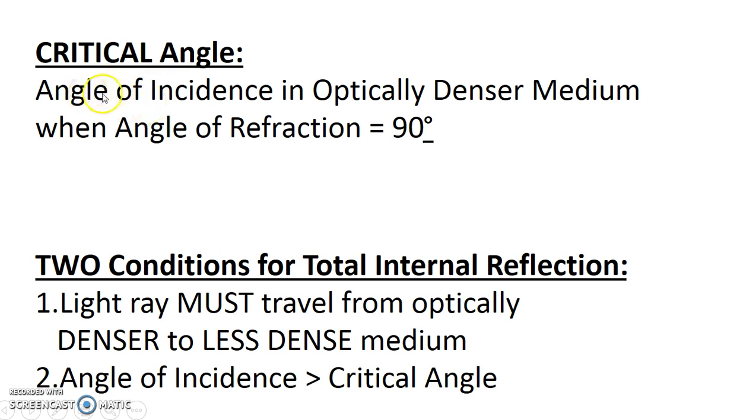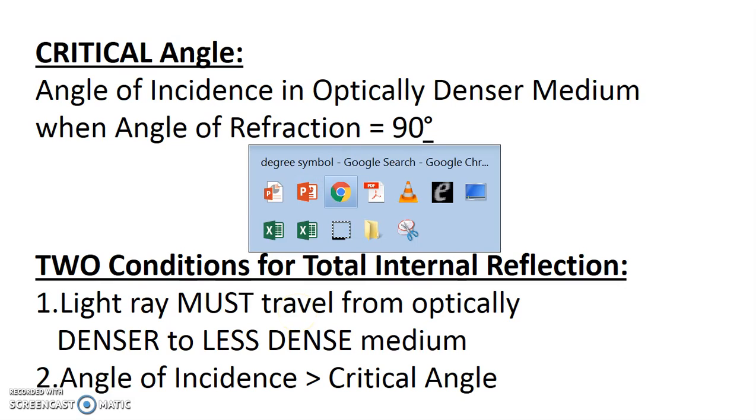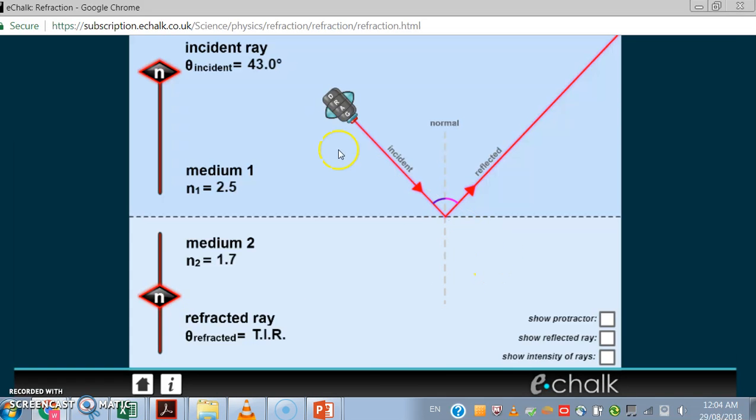The critical angle is basically the angle of incidence in the optically denser medium when the angle of refraction is 90 degrees. There are two conditions for total internal reflection. The first one, very important: your light ray must travel from a denser to a less dense medium. Because if it goes from a less dense to a denser medium, you will never have total internal reflection, whatever your angle. Let me show you based on this very quick and simple simulation.